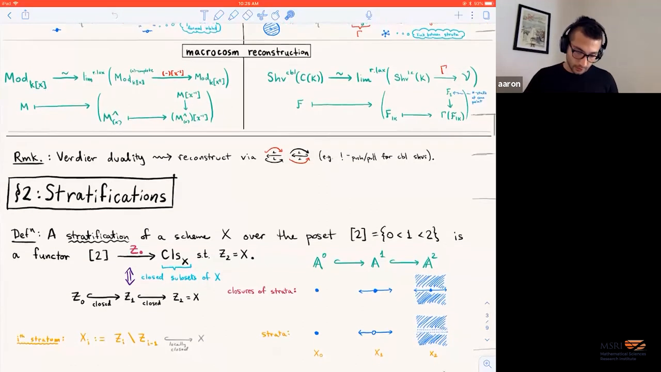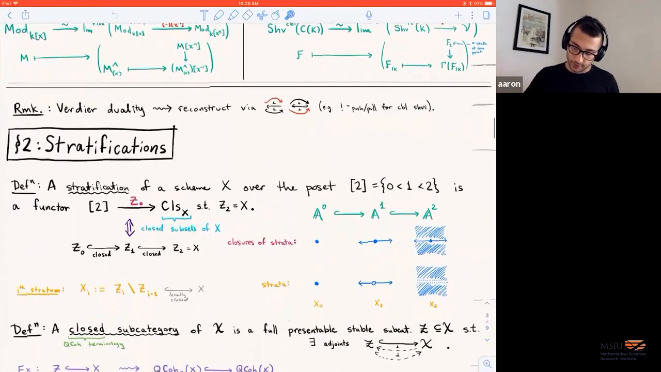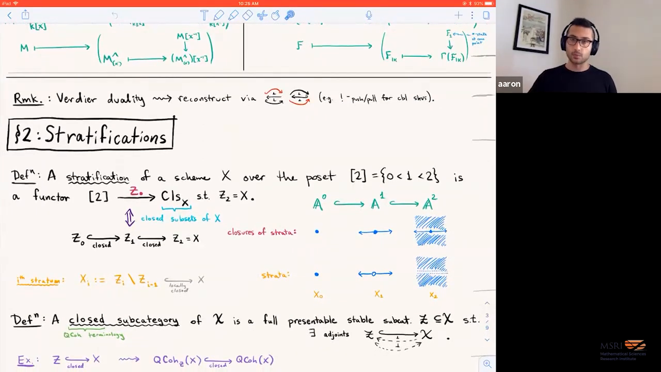So I'll use that to motivate the definition of a stratification of a category. But first, I have to tell you what is a closed thing. So once again, this is QCoh terminology. A closed subcategory of my category X is a full presentable stable subcategory such that the inclusion admits a right adjoint, which itself admits a right adjoint. So it's a lot, but we did just see those things. And an example is if I have a closed subset of X, then the quasi-coherent sheaves supported on that form a closed subcategory. That was what we just saw on the left side.